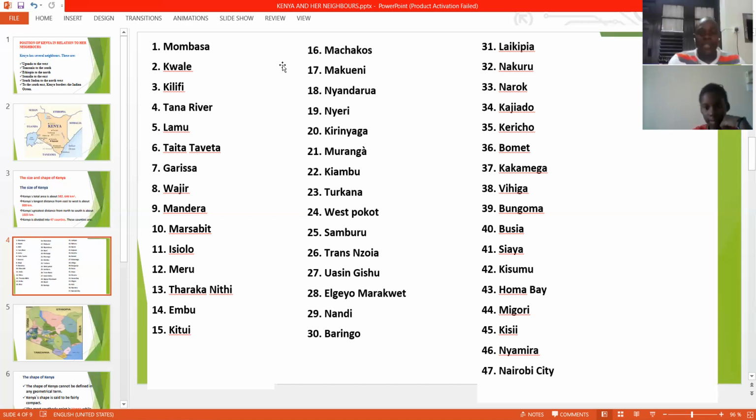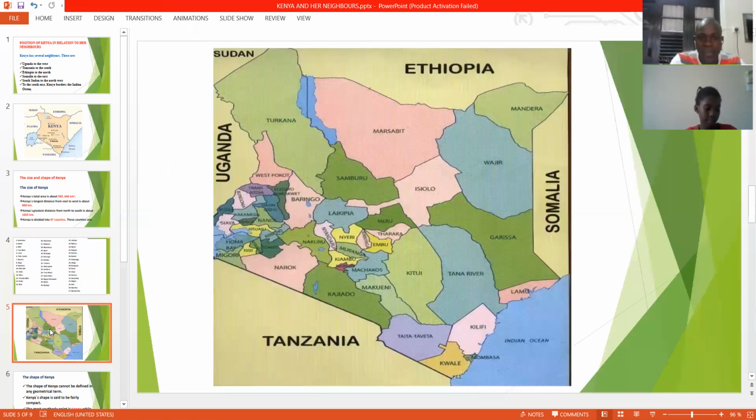Okay, those are the 47 counties. And I believe from your atlas, you can see their locations. Though I'll ask you to also skip a space. Then we're going to put a map just like mine there. I believe you can see mine.